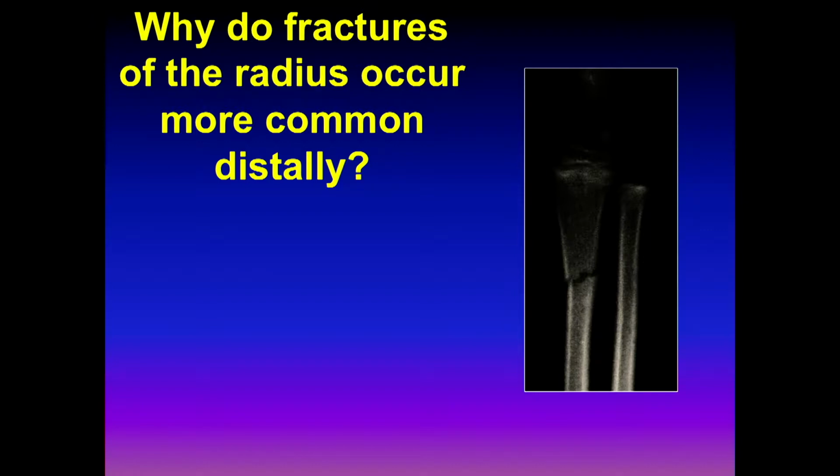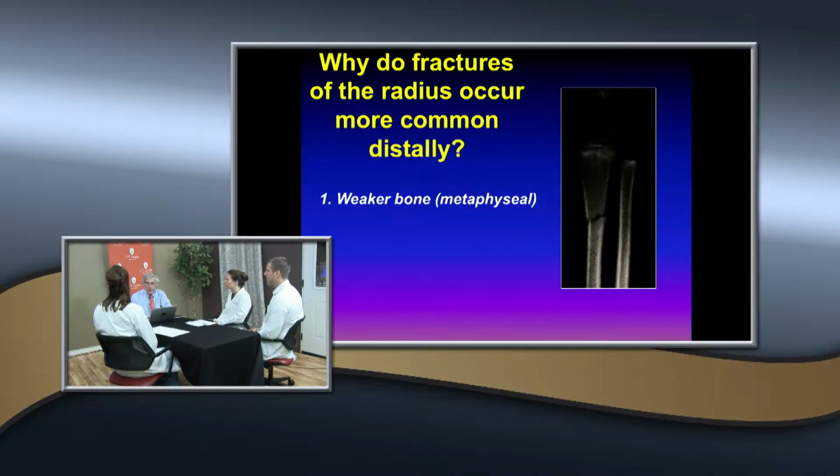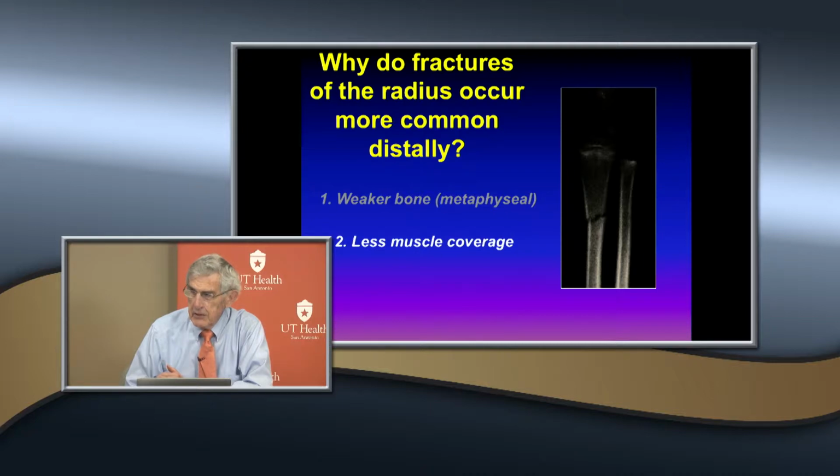Now, why do they occur most commonly distally? There are 3 reasons. One, it's weaker bone, still somewhat semi-metaphyseal. Secondly, there's not much muscle coverage to protect it distally. And third, it's a longer lever arm. That's why you learn physics.